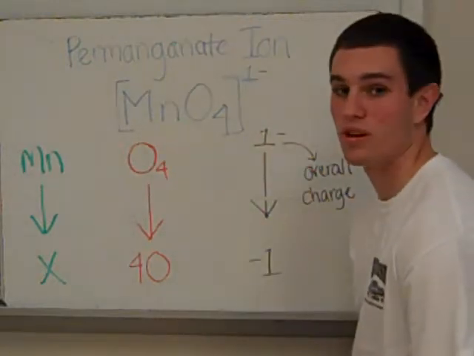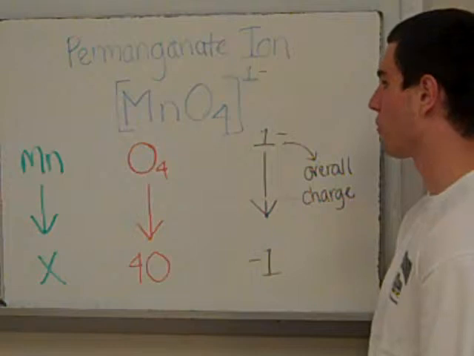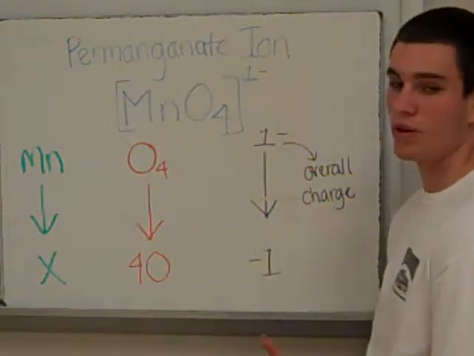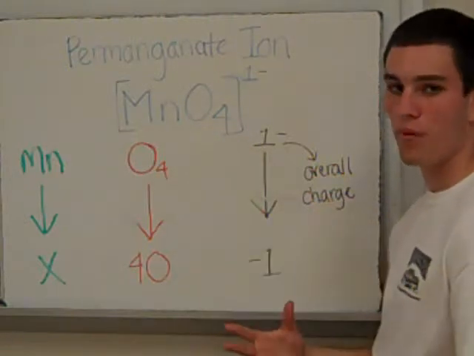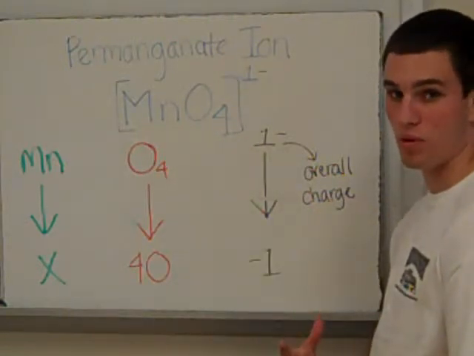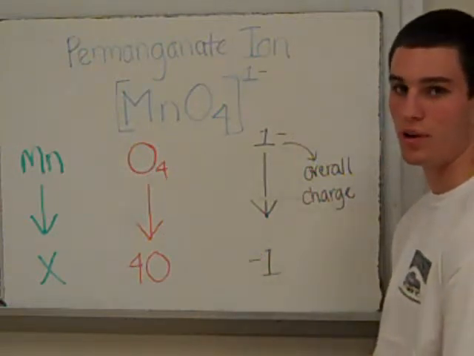So, our first example, we're going to look at a permanganate ion. The chemical formula is right here, MnO4 1-. So, what we want to do is take this chemical formula and break it apart and form a mathematical formula, because that's how we're going to solve for the number, and the number, of course, will become our charge.